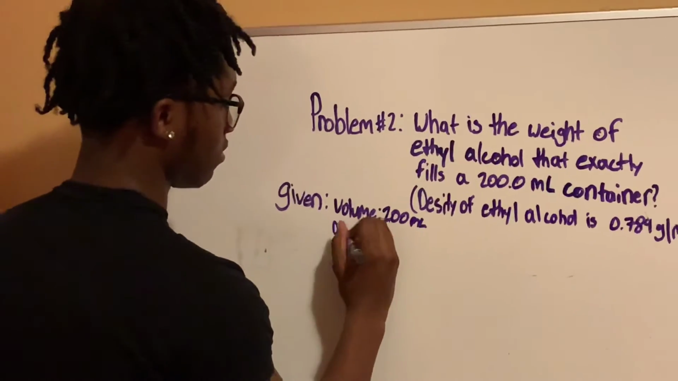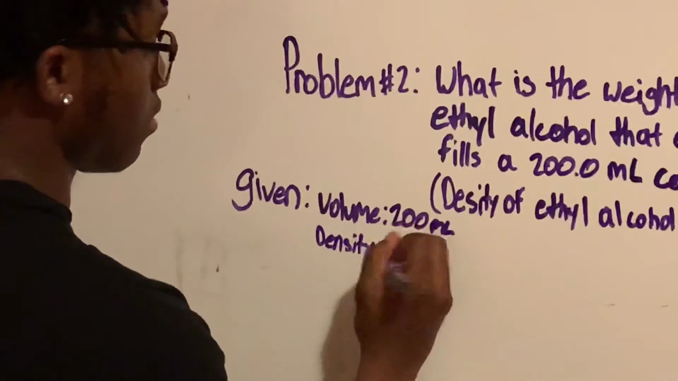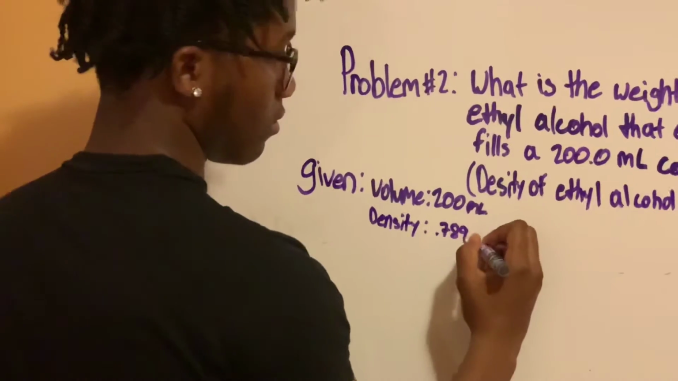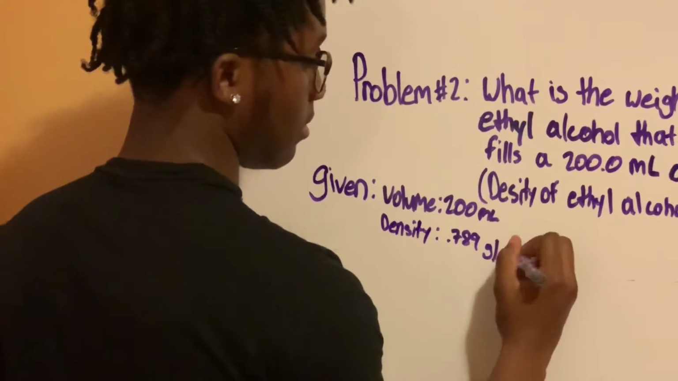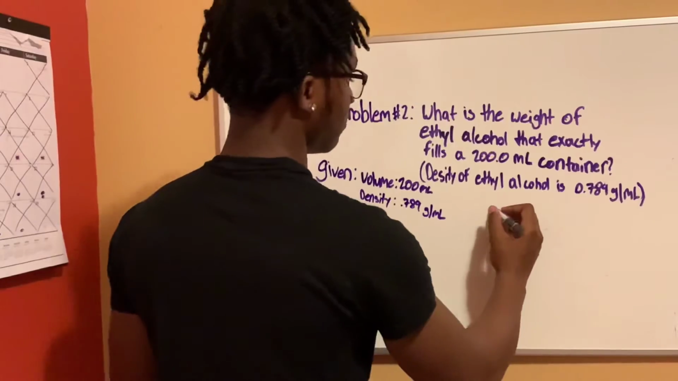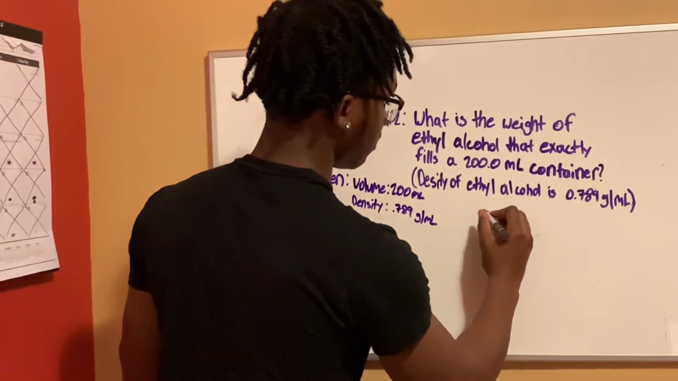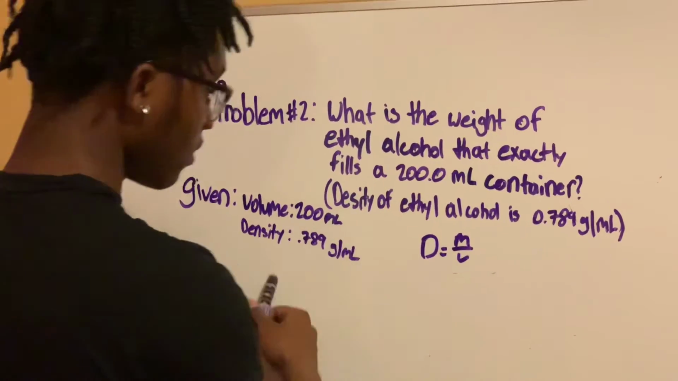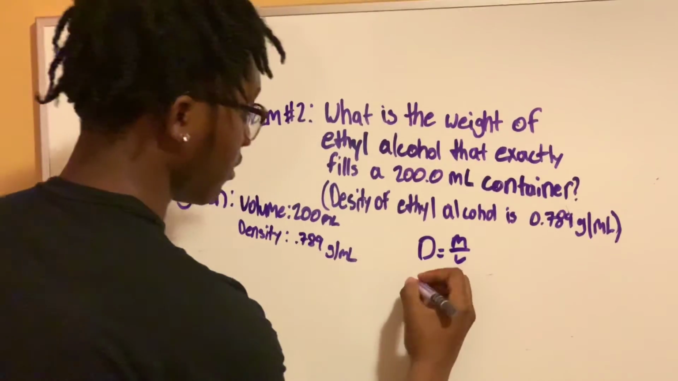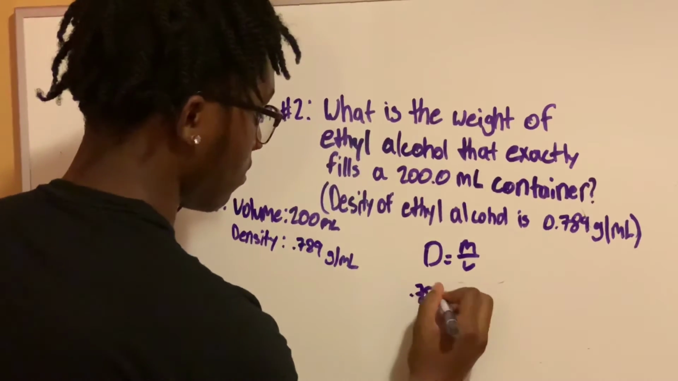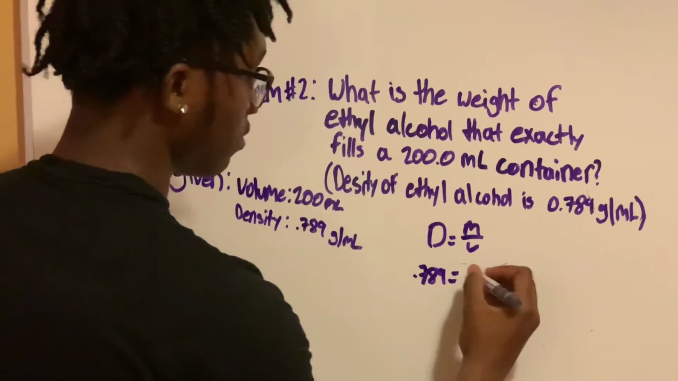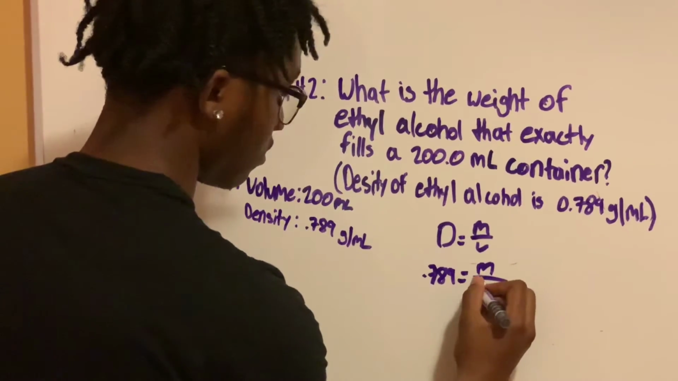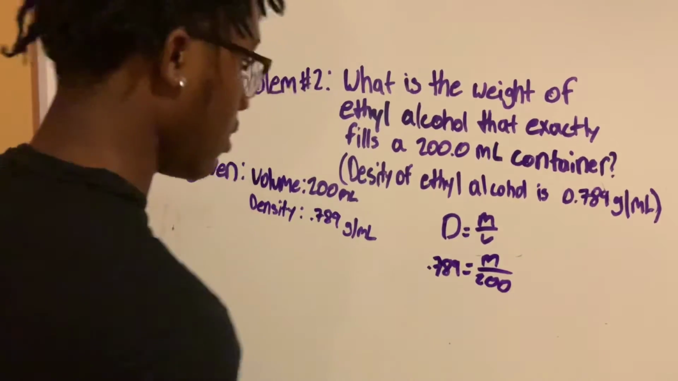Density is 0.789 grams over milliliters. Writing our formula down, we're gonna write D equals M over V. Let's substitute, plug in the numbers. 0.789 equals M, because we don't know mass, over 200.